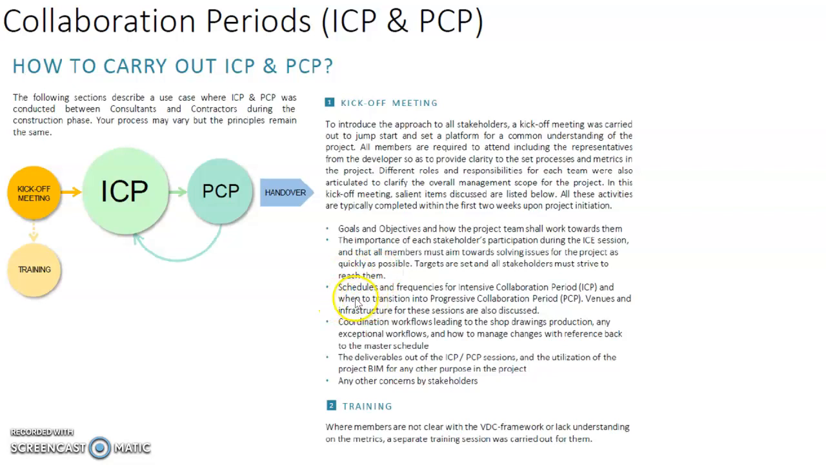Third point, schedules and frequencies for the intensive collaboration period, or ICP, and when to transit into the progressive collaboration period, or PCP. Venues and infrastructures for these sessions are also discussed. Coordination workflow leading to the shop drawing productions and any exceptional workflows, and how to manage these changes with reference back to the master schedule.